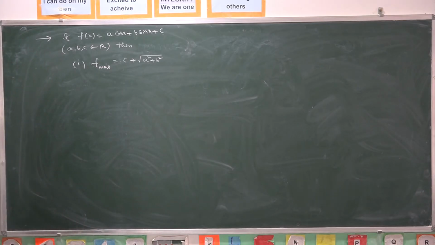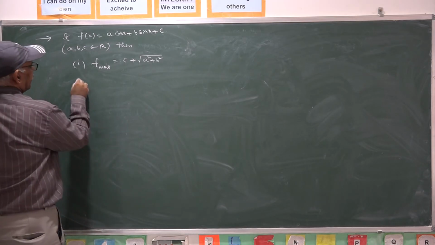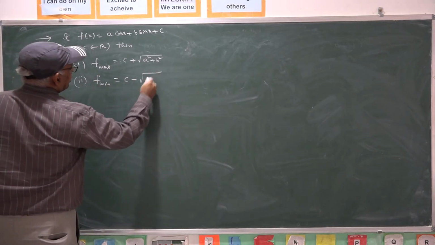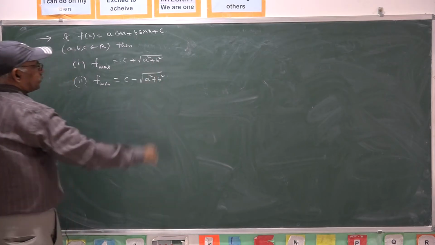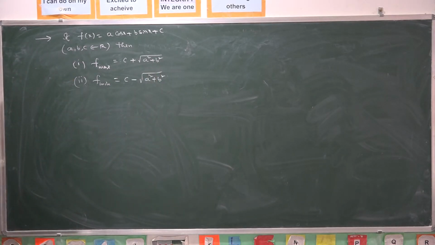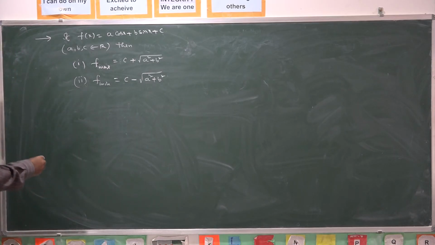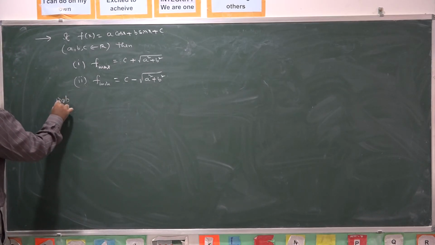Once the function is in such a form, A cos x plus B sin x plus C, then its maximum value is C plus root over A square plus B square. The minimum value is C minus root A square plus B square. This is one such result related to such functions, A cos x plus B sin x plus C. Based on this, the problem is like this.